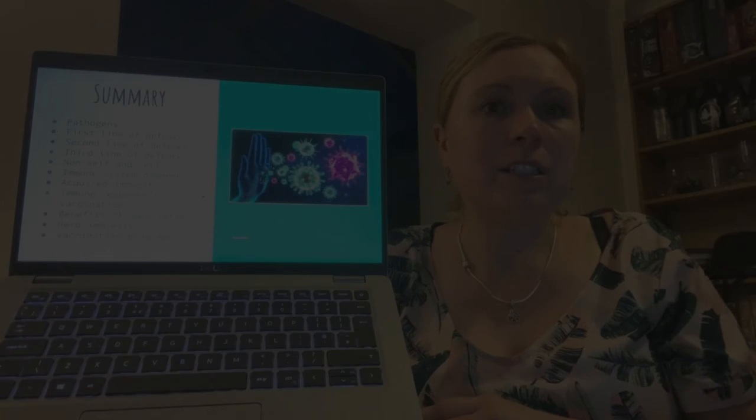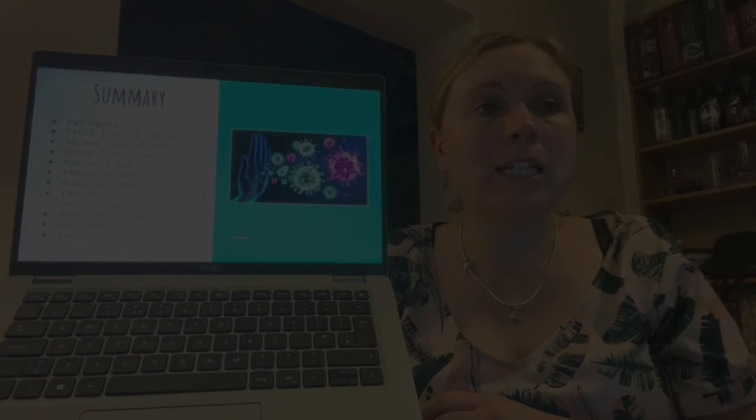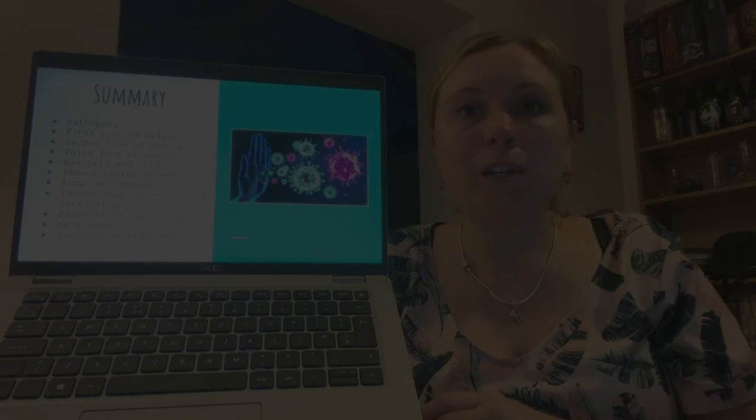To summarise, today I've discussed many aspects of human immunity, beginning with pathogens, the 3 lines of defence, non-self and self. I then discussed immune system disorders, acquired immunity and immune response to vaccination. I concluded the presentation with a review of the benefits of vaccination, herd immunity and vaccination programmes.